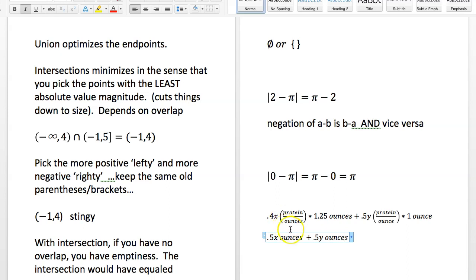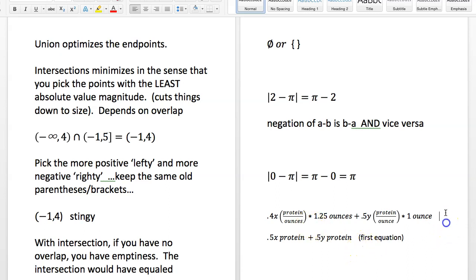And oops, not ounces, protein. 0.5x protein per... or it's grams of protein, right? Technically, I should say grams of protein, because it doesn't make sense to just say protein, but y'all get the idea. It's grams of protein. But anyway, so 0.5x grams of protein plus 0.5y grams of protein. Okay, so I've cleaned that up, right? There's my first equation.